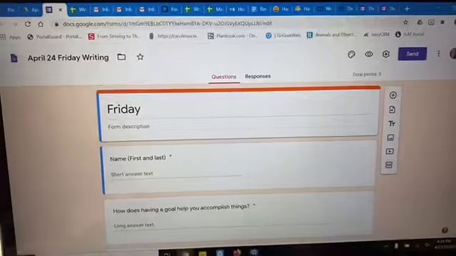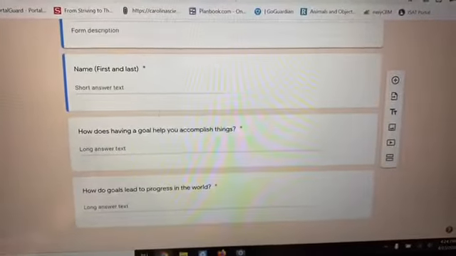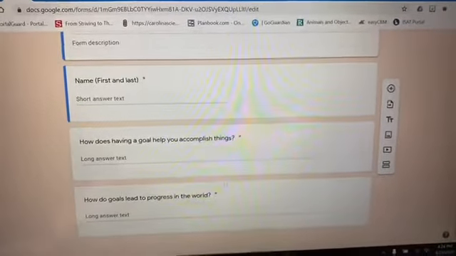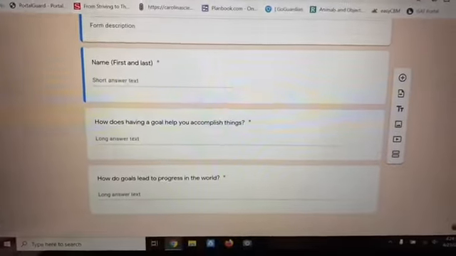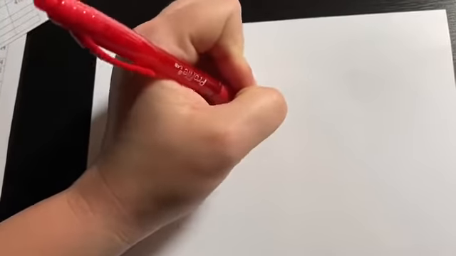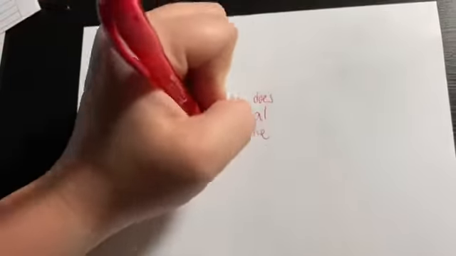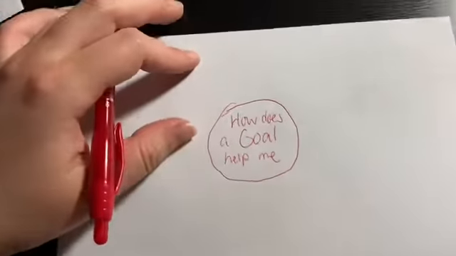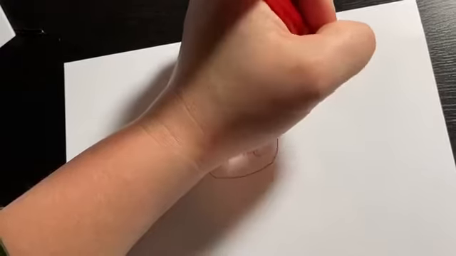Finally, for writing today, you get to answer some questions. How does having a goal help you accomplish things? And how do goals lead to progress in the world? So, I'm going to think about this by doing a good old-fashioned brainstorm on paper. So, having a goal. So, how does a goal help me? Well, I'm going to use a bubble map. Well, having a goal helps me have a sense of purpose.